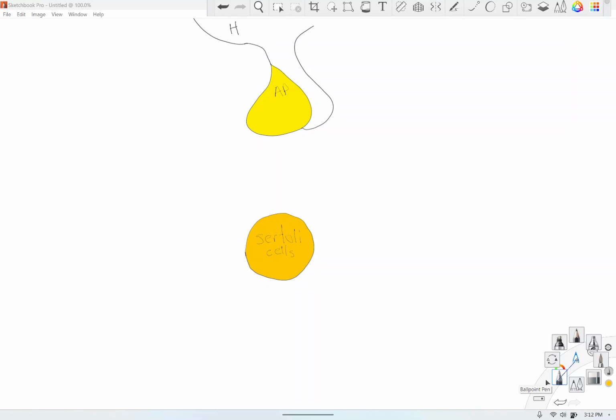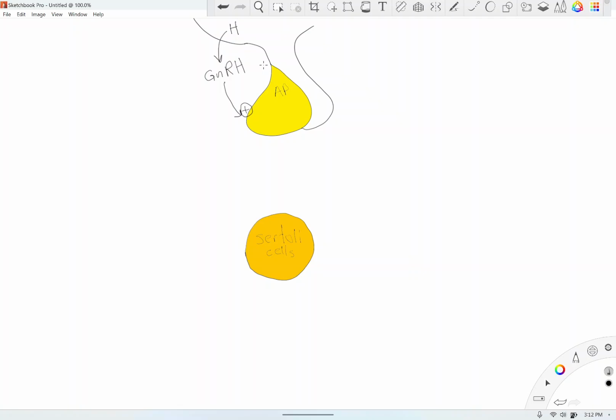Step 1, the hypothalamus produces a hormone called GnRH, gonadotrophic releasing hormone. Look at the name, it is self-explanatory. Gonadotrophic releasing hormone means this hormone GnRH acts on the anterior pituitary and stimulates it to release gonadotropin. Gonadotropin in this case is FSH and LH.